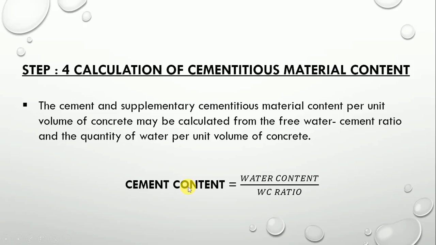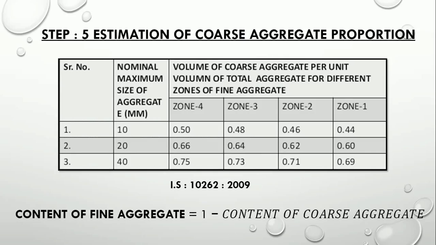Now moving further to our step 4, it is the calculation or determination of the cementitious material content, meaning cement content. There is a simple formula given, as you can also see: water content upon water cement ratio. From that we can calculate the amount of cement. Now moving further, estimation of coarse aggregate proportion.